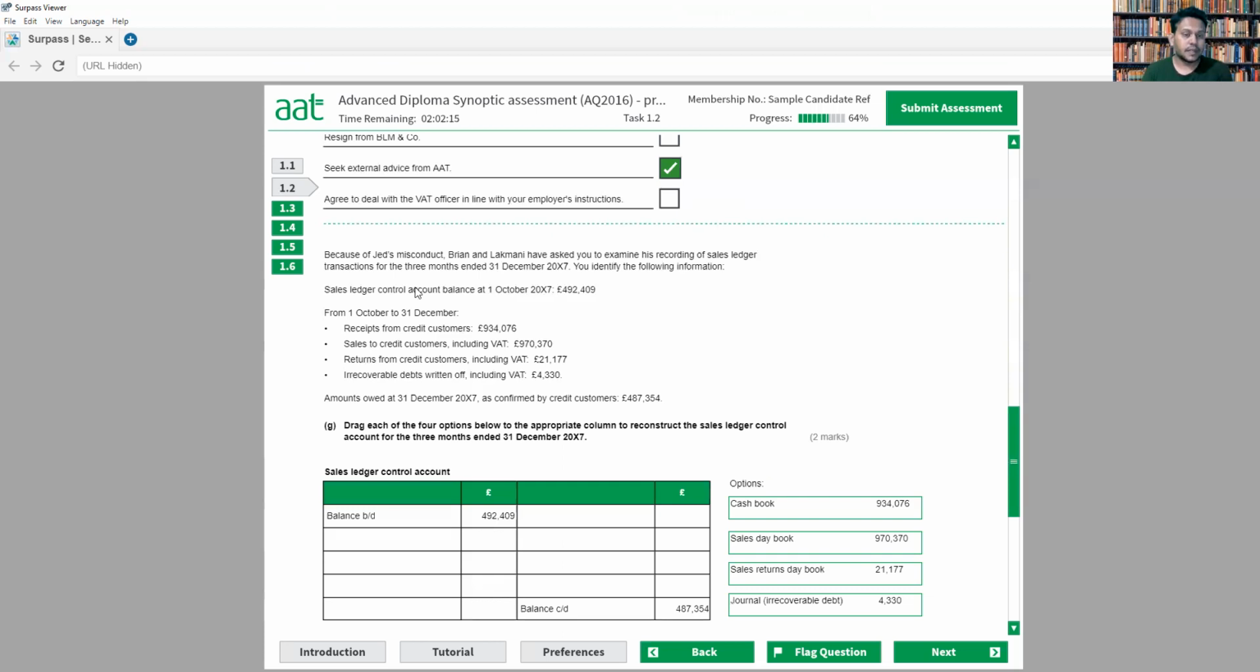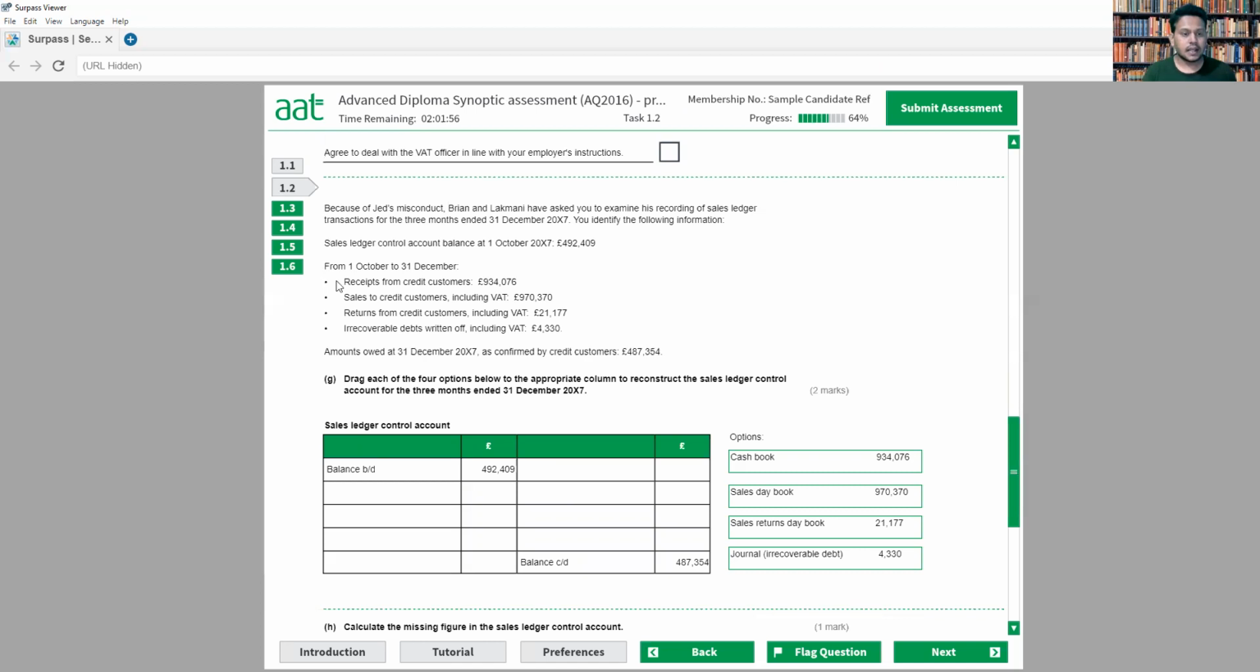Then we have here, because of misconduct, Brian Lackmany has asked you to examine his recording of sales ledger transactions for the 3 months ended 31st December 2017. You identify the following information: sales ledger control account balance, 1st October 2017, that's the opening balance. And after that, we have receipts from customers, that's from the cash book. Sales to credit customers, that's your total sales. Returns, so sales returns. Irrecoverable debt, so people didn't pay you, so you have to write off this amount. And that's the closing balance we have.